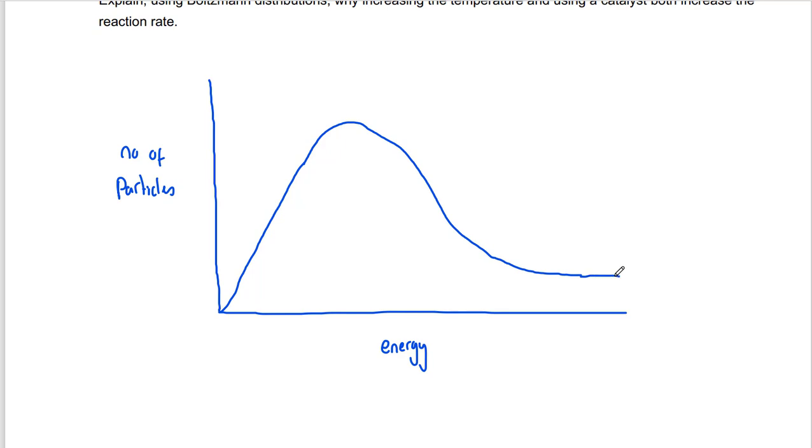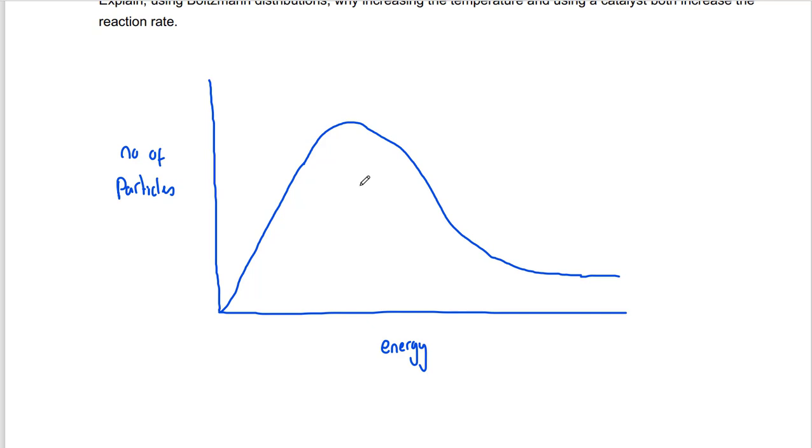It's an asymptote, so for those non-mathematicians, it basically means it never touches the x-axis. So this line at the end here never goes back down to 0. Theoretically, a particle can have up to infinite energy. It's very, very unlikely, but this is simply a distribution. We're not going to get that high. So make sure it starts at 0, 0 and does not touch the axis at high energy.